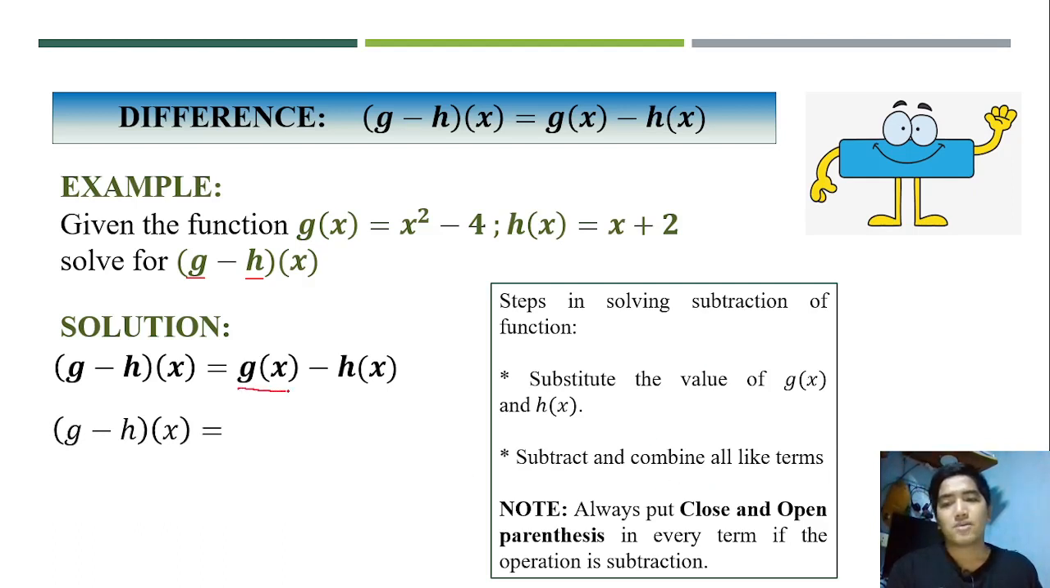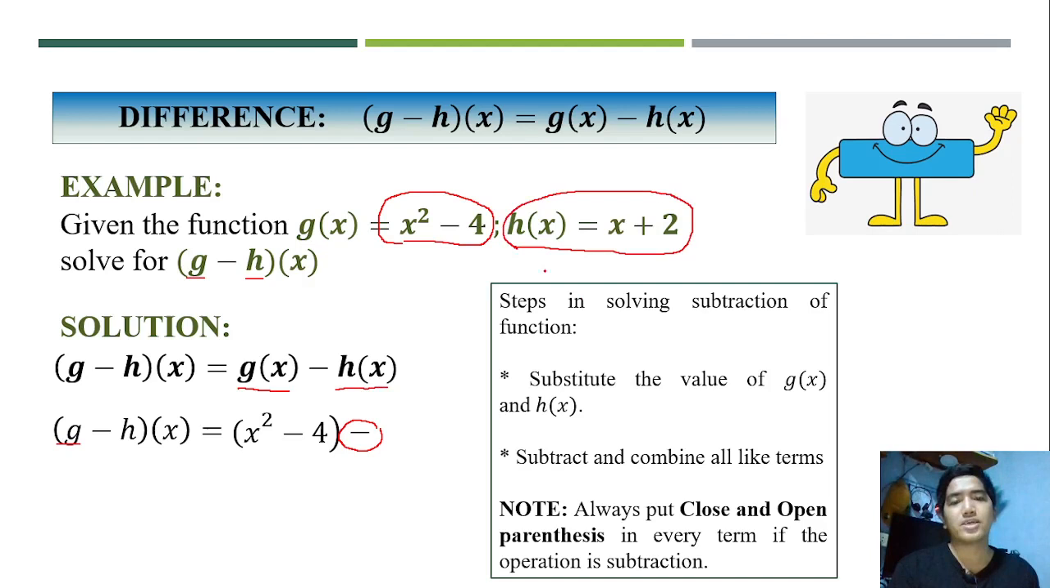So first, we have the g of x. Since ang nauna nating letter dun sa ating pinagsusubtract na function is si g. Okay, so ano yung value ni g of x? We have here, ayan, x squared minus 4. So as you can see, nilagyan ko siya ng open and close parentheses. Then, subtraction sign. Then, yung ating function na h of x, ano yung value niya? Andito sa given natin, the value of our h of x will be x plus 2. So, meron din siyang open and close parentheses.